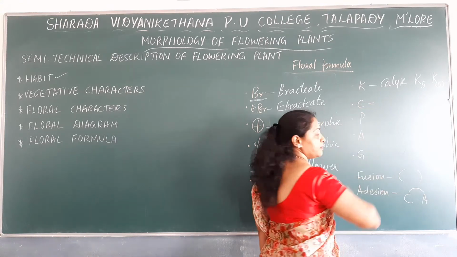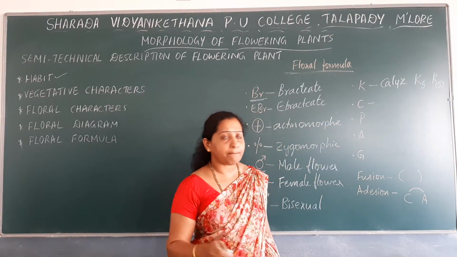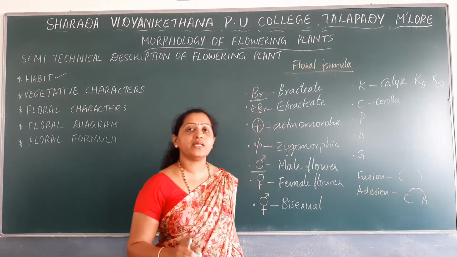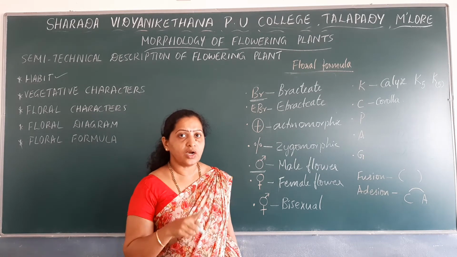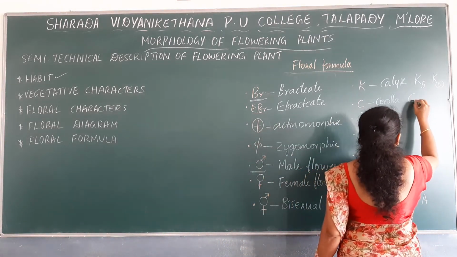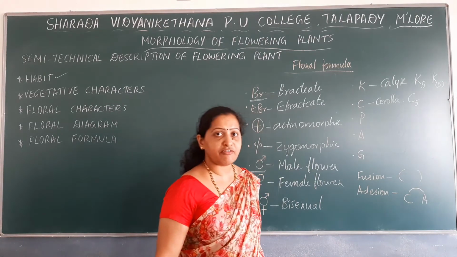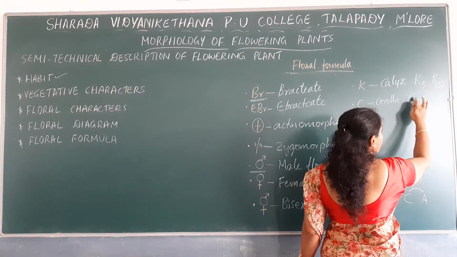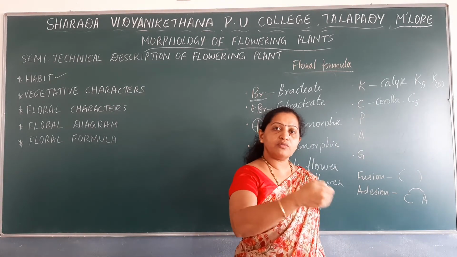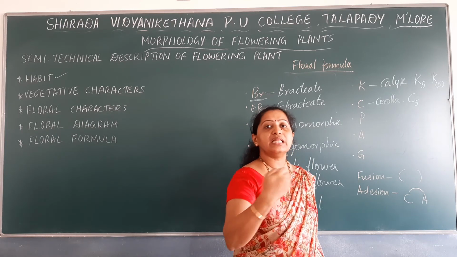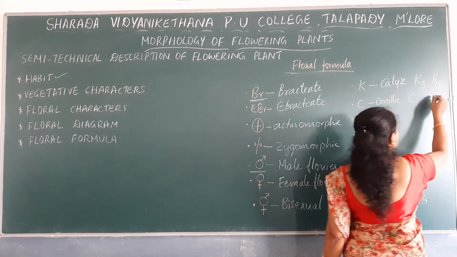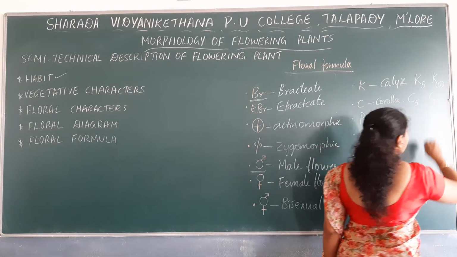Next, corolla. Corolla is the whorl of petals. Here also you have to represent the number of petals present in a corolla. Suppose the corolla has 5 petals, it has to be represented as C5. Suppose the corolla has 6 petals found in 2 whorls, outer whorl and inner whorl, it has to be represented as C3 plus 3. Suppose all the 5 petals are united, it has to be represented as C5, with 5 enclosed within the brackets.